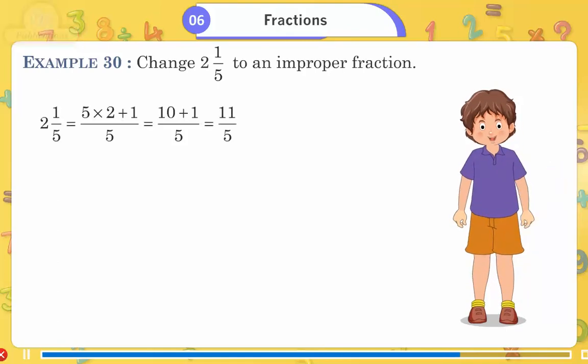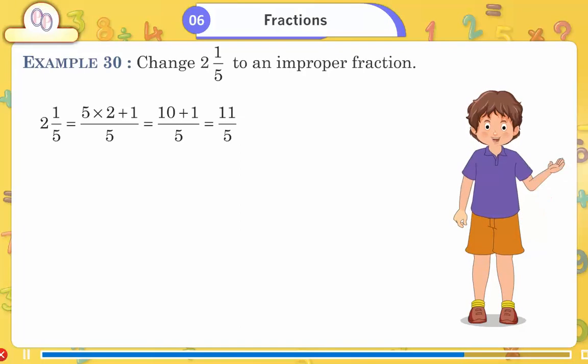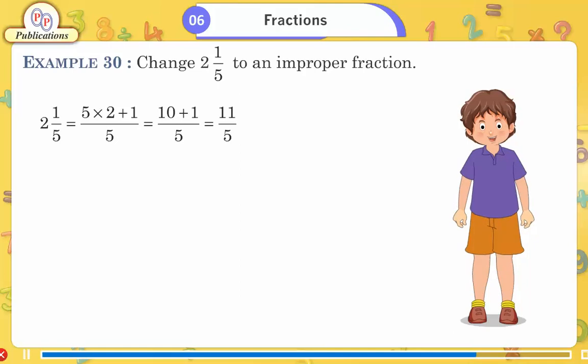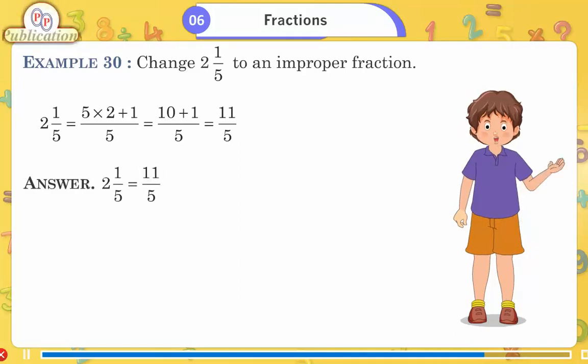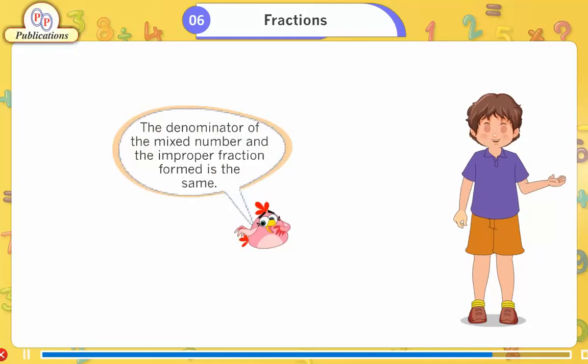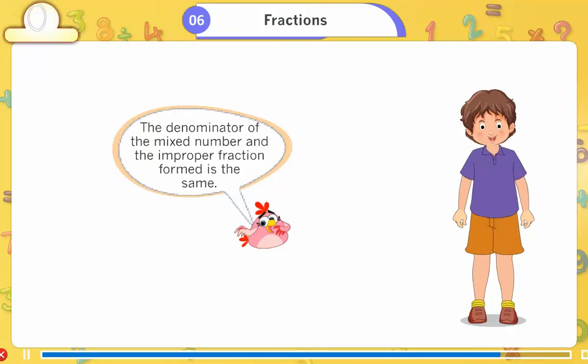2 and 1 upon 5 is equal to 5 into 2 plus 1 upon 5 is equal to 10 plus 1 upon 5 is equal to 11 upon 5. Answer: 2 and 1 upon 5 is equal to 11 upon 5. The denominator of the mixed number and the improper fraction formed is the same.